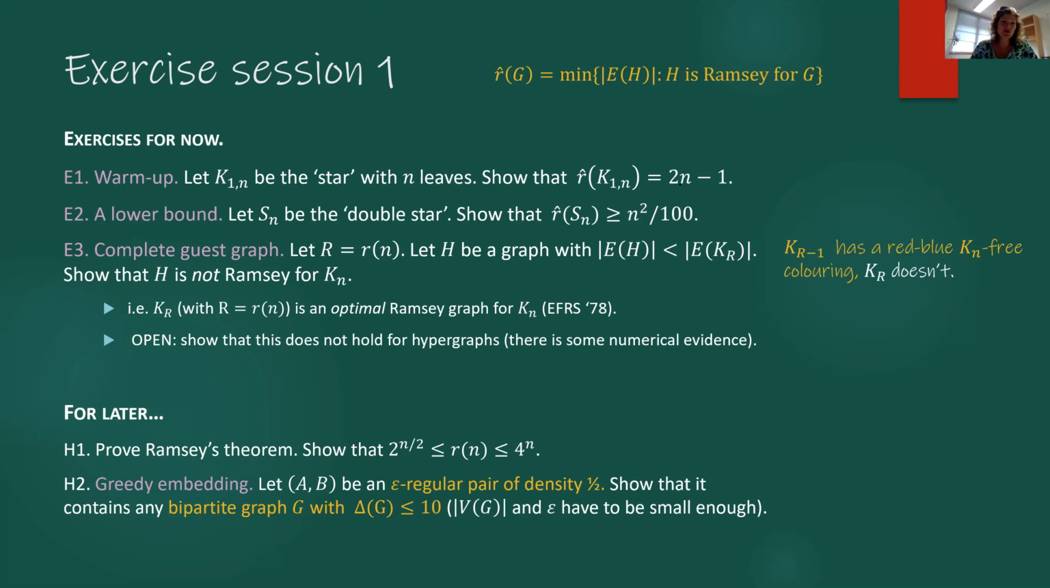I'm not expecting you to do all the exercises, just choose what interests you. The first exercise is to determine the Ramsey number of a star. This is just a star on n vertices, or a star with n leaves. The second exercise is a lower bound for the double star. This is a very simple kind of graph that already has a quadratic size Ramsey number. So this is quadratic. Again, this is a star with n leaves here and there.